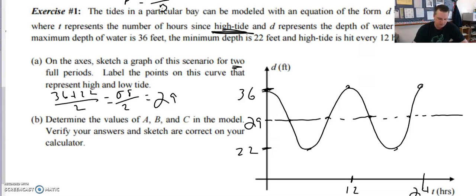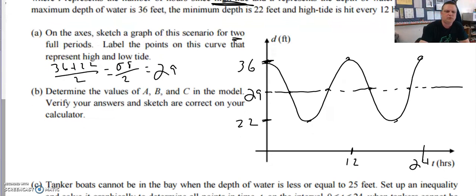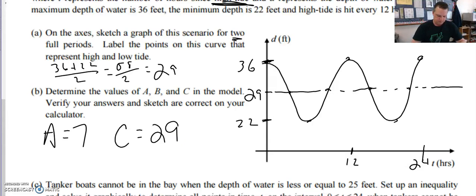And then they want you to determine the values A, B, and C, so I kind of already did that. A, remember, is your amplitude, so A is 7, and it's positive because it starts at the highest point. My C is the midline, so the midline is 29.